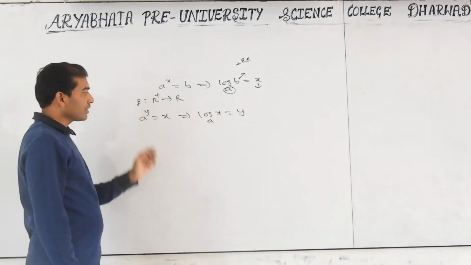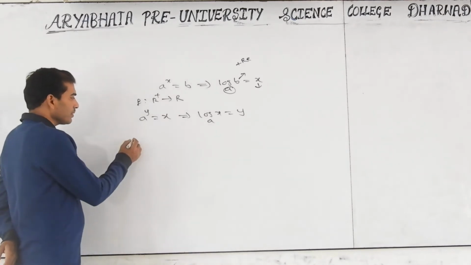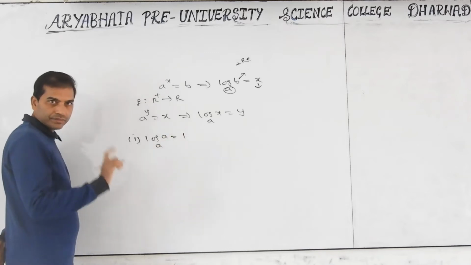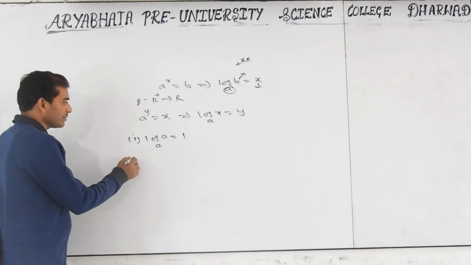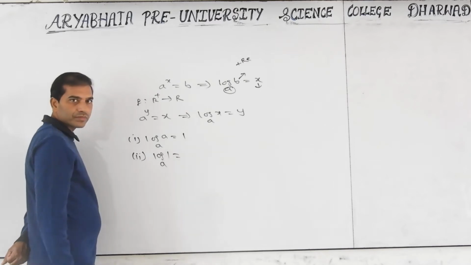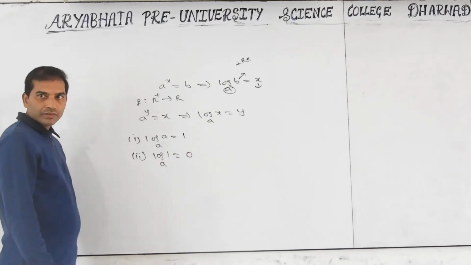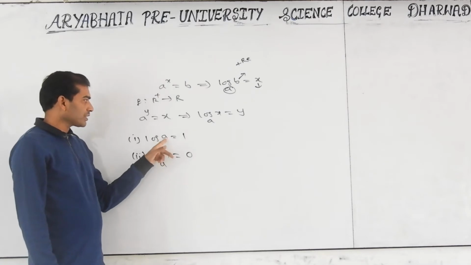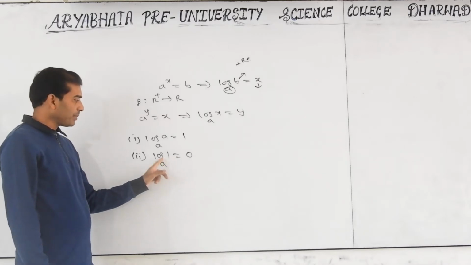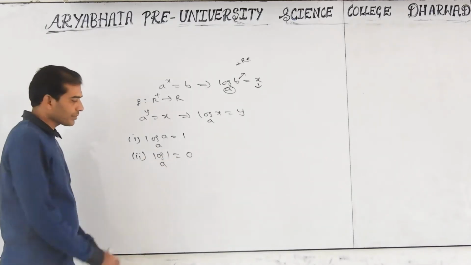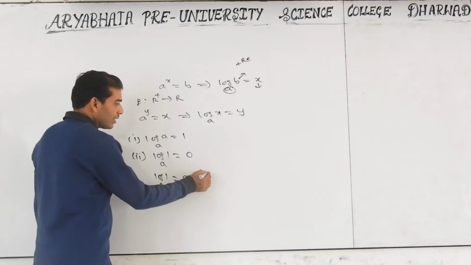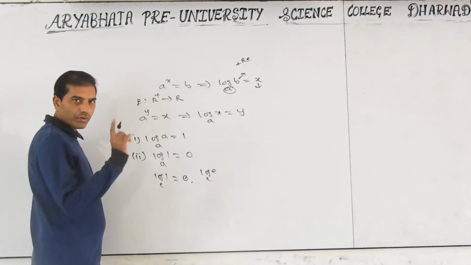Okay, and in the previous class we discussed properties of logarithm. The first property is log a base a equal to 1. Next, the second property is log of 1 base a equal to 0. If base and argument are the same, the value is 1. Log 1 to any base, the value is 0. For example, log 1 base e is 0, log e base e is 1.